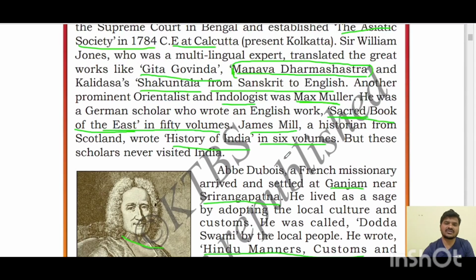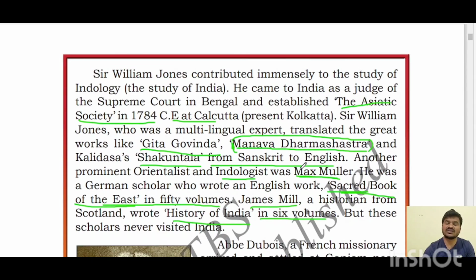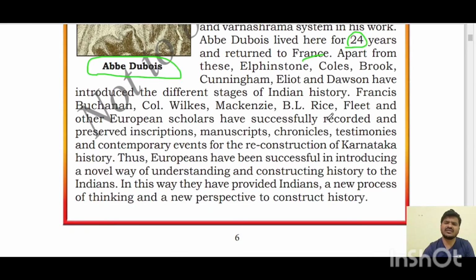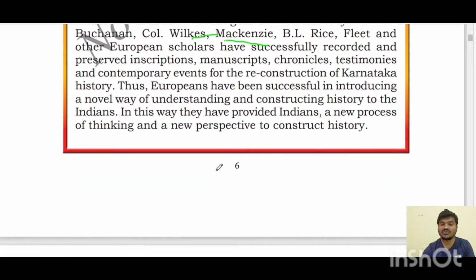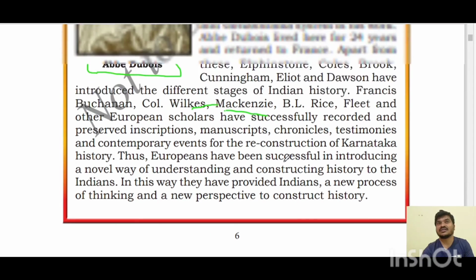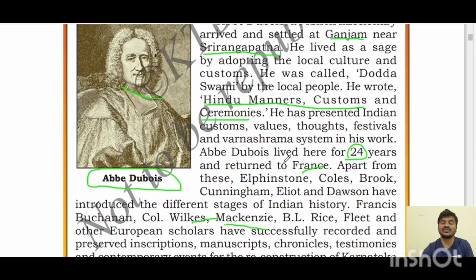Not only these persons, Max Muller, James Mill, Sir William Jones, Abbe Dubois, there are a great number of literary writers who came to India, and they showed us how rich our culture is. So we should be proud of our Indian culture, and they showed us how to construct history. Before these, we used to tell history like a story, and after these Europeans came to India, we got to know how we should construct history.